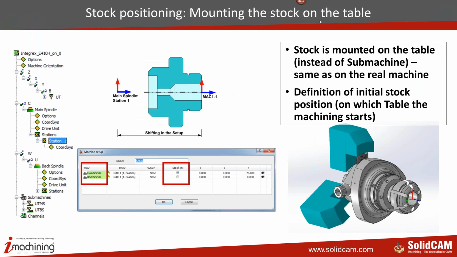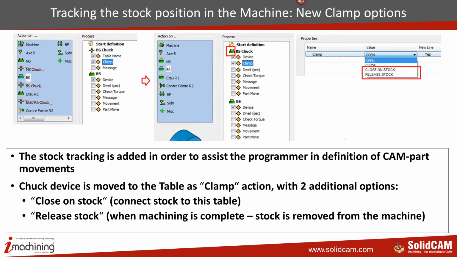Another important subject was knowing exactly at every point where is the stock. So the stock is mounted on the table. We know where is the initial stock, and at every stage of the machining, we know where is the stock. So this is something also an important advance in SolidCAM 2016. And as I said, also tracking the stock position in the machine. We have new clamp options. They'll show you in the demonstration.